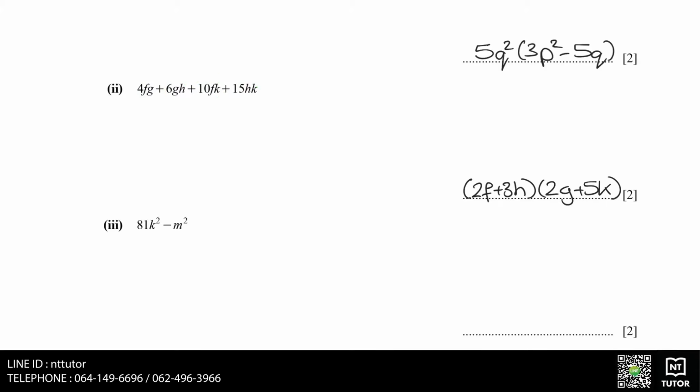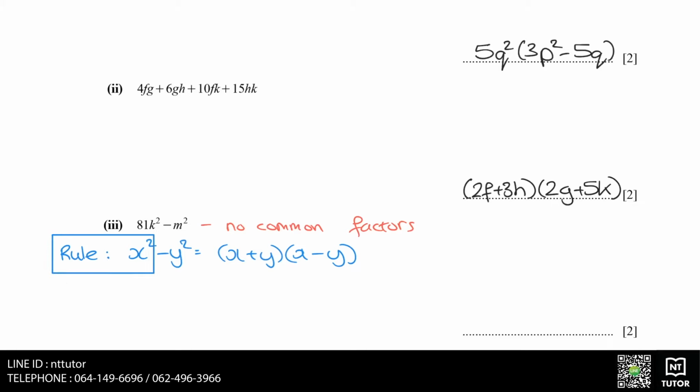Factorize completely 81k² - m². This expression is not a quadratic, and they do not have any common factors between the 2 terms. But we have a rule that says that x² - y² will factorize to give (x + y) multiplied by (x - y), and this is the rule that we can use to factorize this.